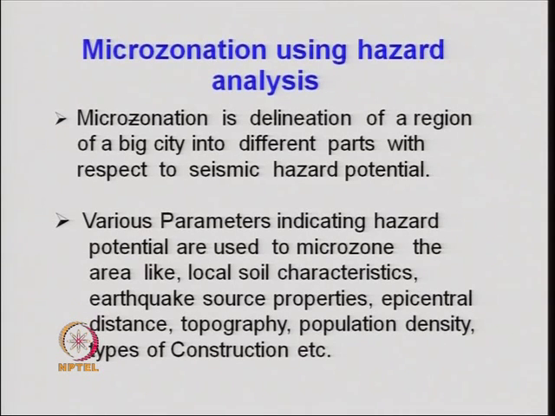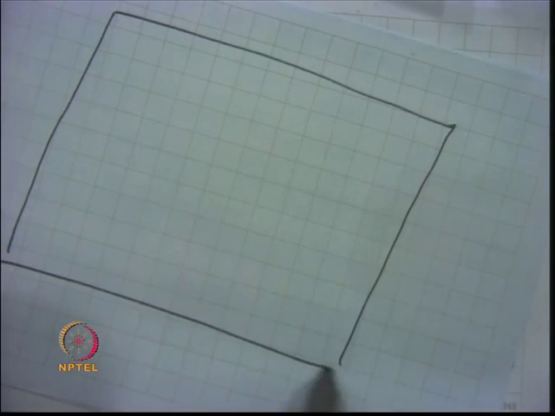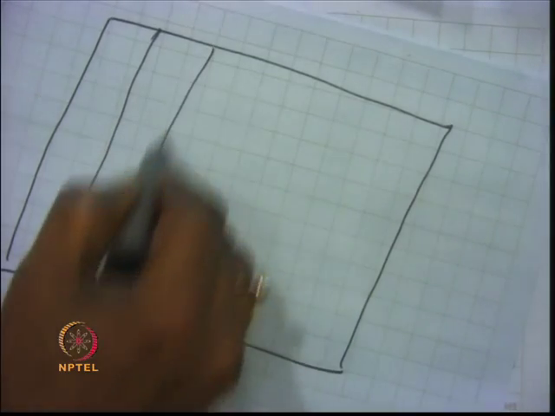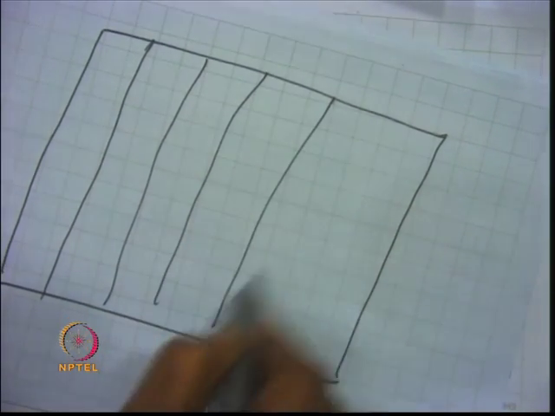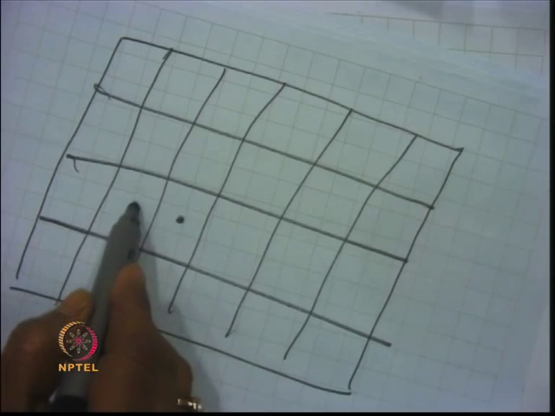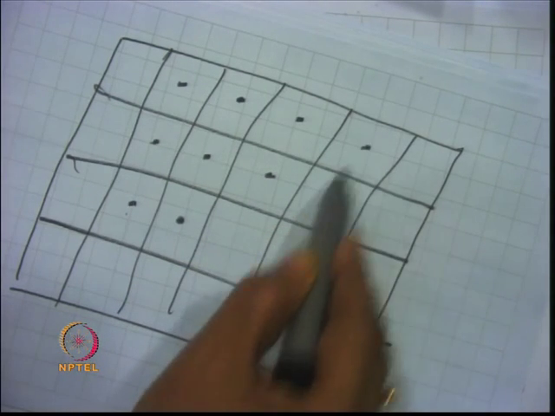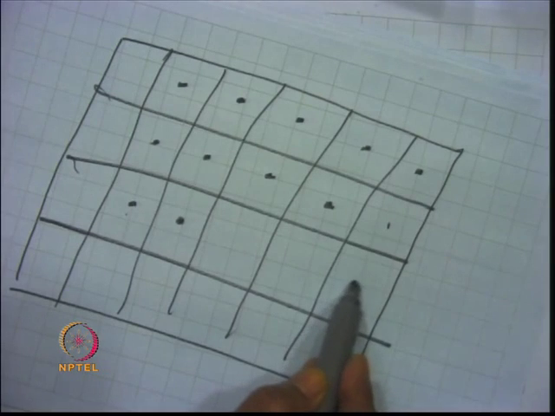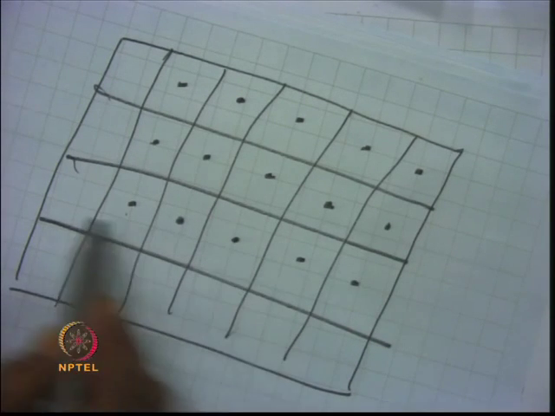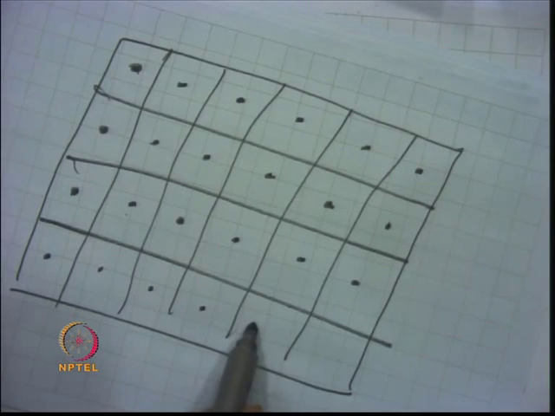Say we take a city or a metropolitan area and divide it into a number of sub-areas. The centers of the sub-areas are the points in question. At these points we attach some value which indicates the vulnerability with respect to a certain parameter that we will now discuss.